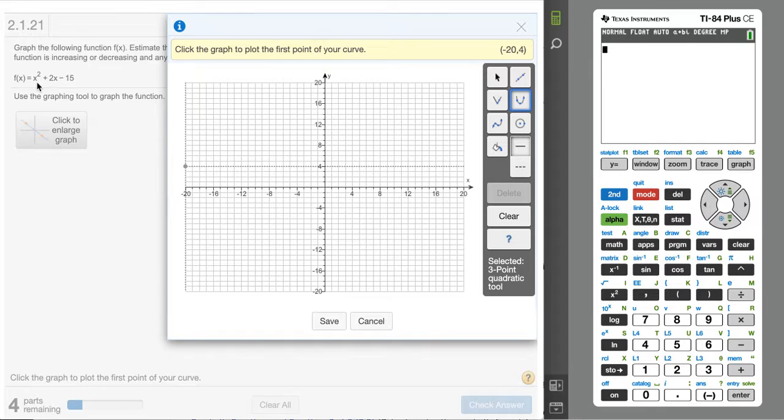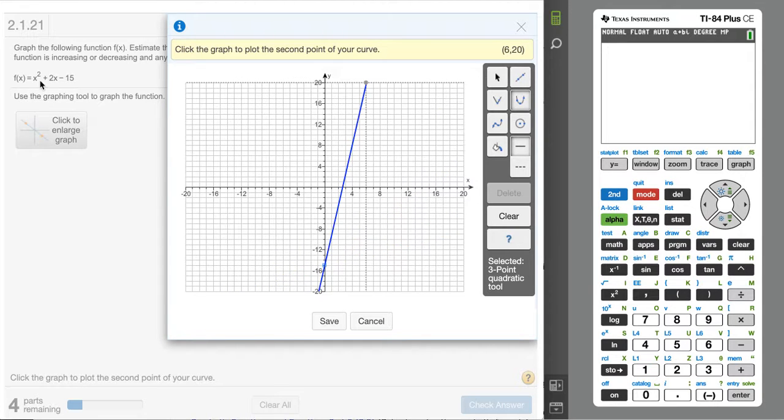To select those points, I'm going to plug in different values. So for example, if I plug in 0, 0 squared plus 0 minus 15 will be negative 15. So when x is 0, y is negative 15. I'll graph that point. Now it looks like a line, but we're going to graph 2 more points.